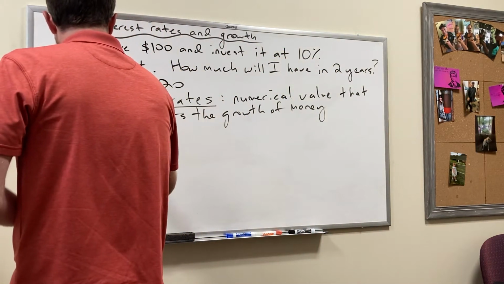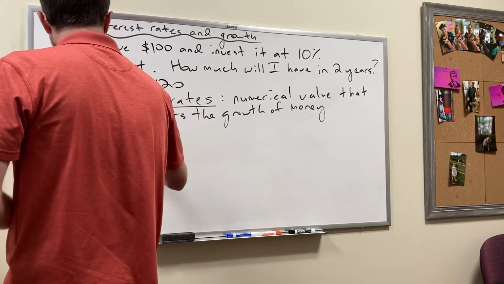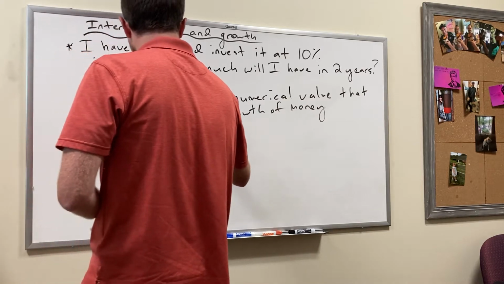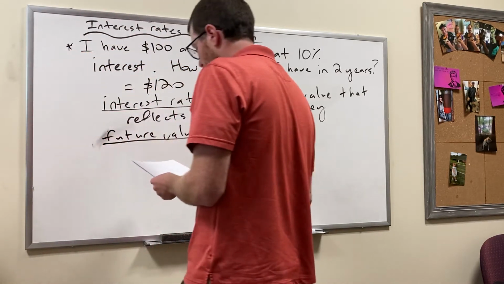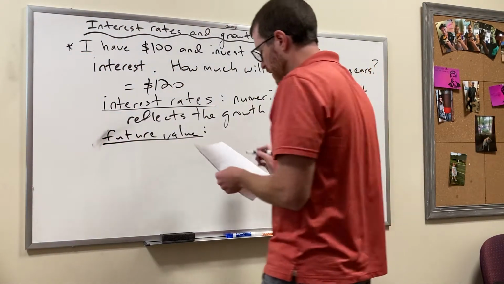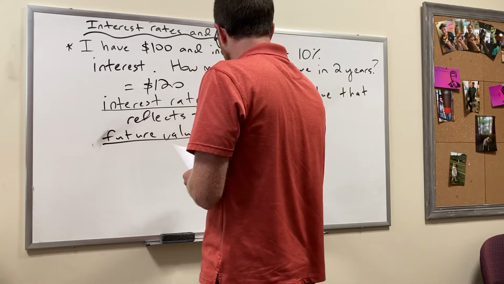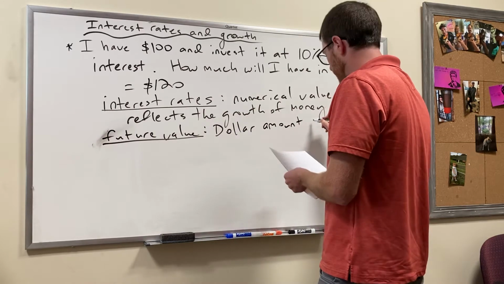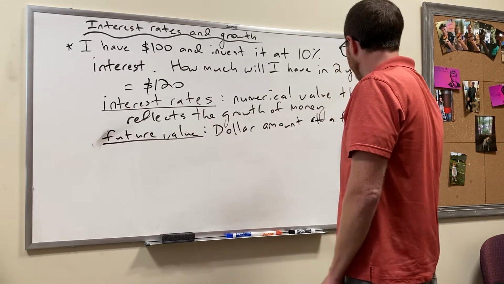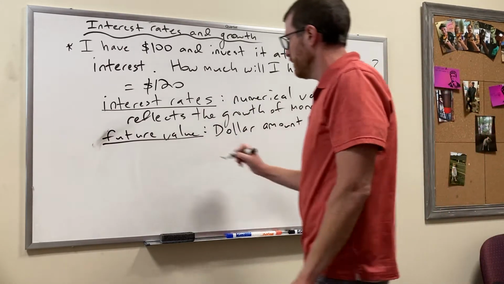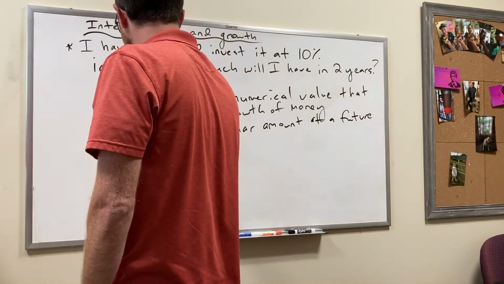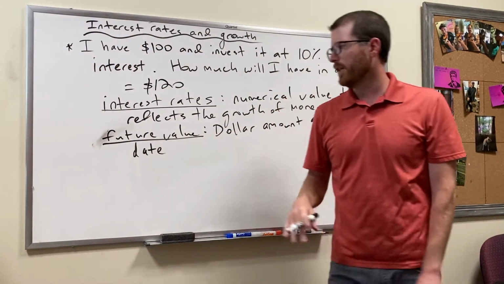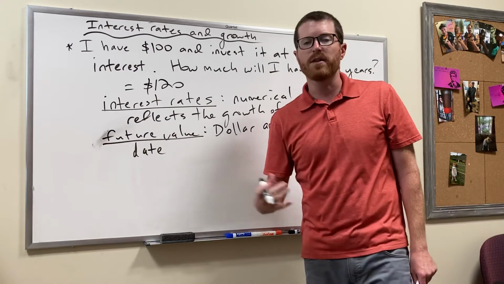Mathematically, some other ideas that we need here. We're going to use the idea of future value. A lot of these calculations should be things that many of you have seen before. And the future value is, as you might assume, the dollar amount at a future date. The dollar value at a future date. And a lot of times in our calculations, the future value is the unknown.